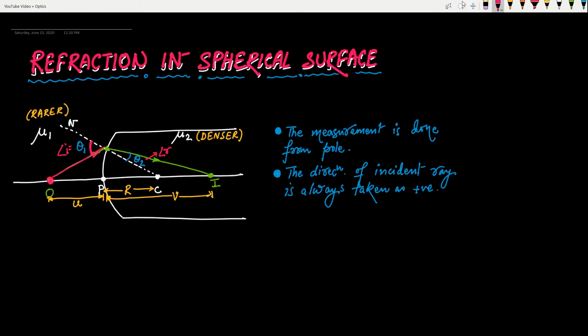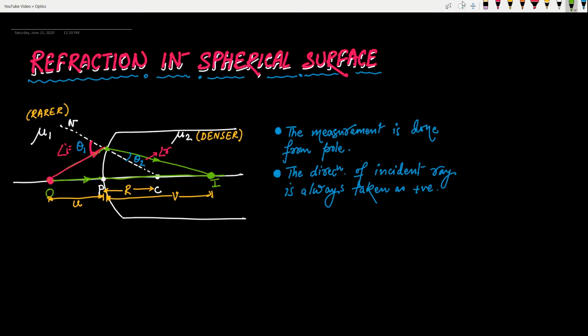Once this much is clear, now we'll take into account another ray because we need the intersection point for the image to be produced. So the second ray, we will take as the ray moving along the principal axis. This ray will move and intersect here, therefore we'll get the image at this position. I hope this is clear. Once this is clear, now let's move on.